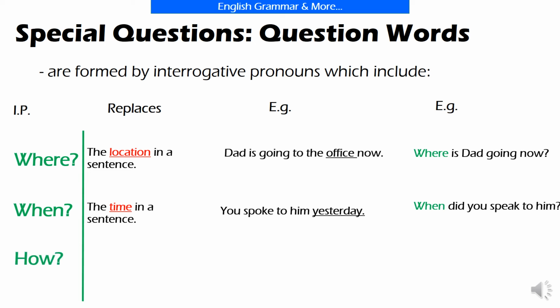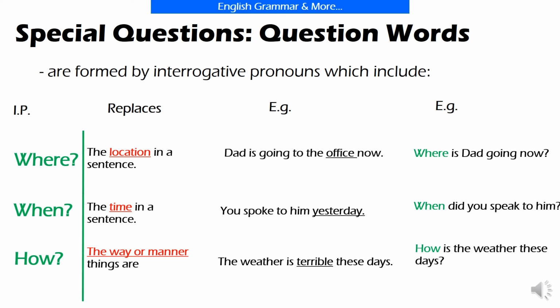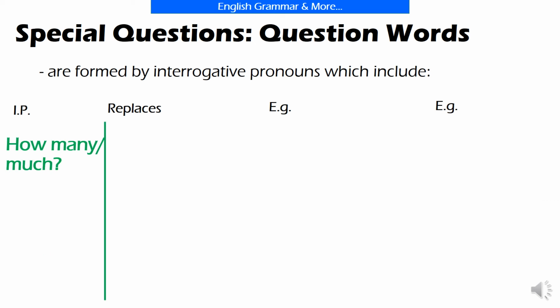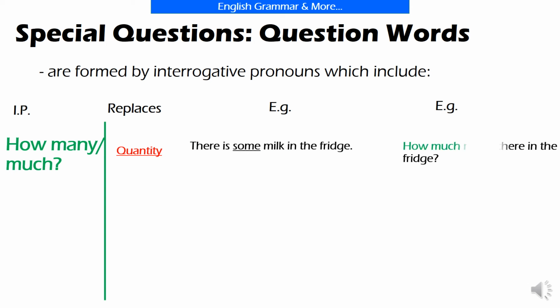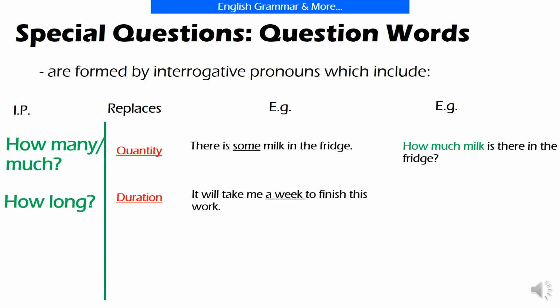We use how when we ask about the way or manner things are. For example, the weather is terrible these days. How's the weather these days? We use how many or how much when we ask about the quantity in a sentence. For example, there is some milk in the fridge. How much milk is there in the fridge? We use how long when we ask about duration in a sentence. For example, it will take me a week to finish this work. How long will it take me to finish this work?